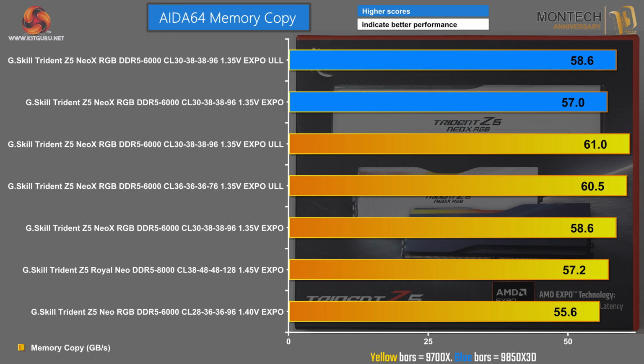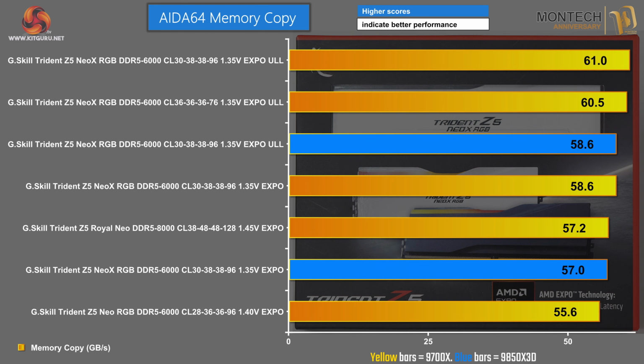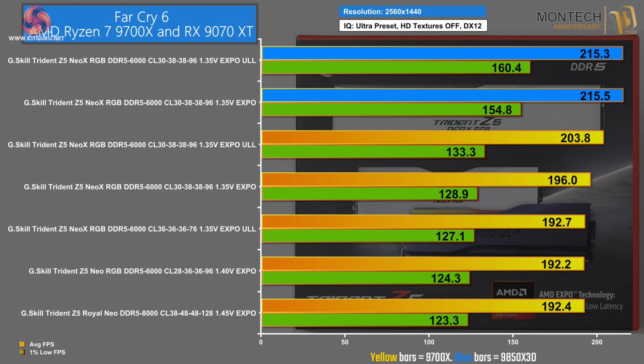But you will note the Ryzen 7 9850X 3D figures at the top of the chart don't really belong at the top of the chart. Using a 3D processor can certainly throw up some unexpected results. Moving on to gaming, Far Cry 6 at 1440p, which we'd expect to be pretty much graphics limited. At the top of the chart we can see the Ryzen 7 9850X 3D bars in blue. The average doesn't change when you enable EXPO ULL, but it does help the 1% lows by 6 FPS. As we go down the chart and we move to the yellow bars with the Ryzen 7 9700X, we can see that EXPO ULL delivers a distinct advantage.